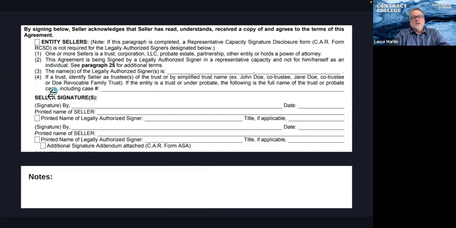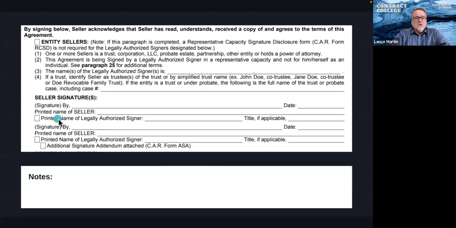Bottom line, this is where the seller is going to sign. Again, we cover this in a later class, but if it's part of a trust or if it's part of a probate, in some cases, you'll actually have a court case. You would put that there. Everything in this paragraph, when we get to those forms, will go into a super duper deep dive.